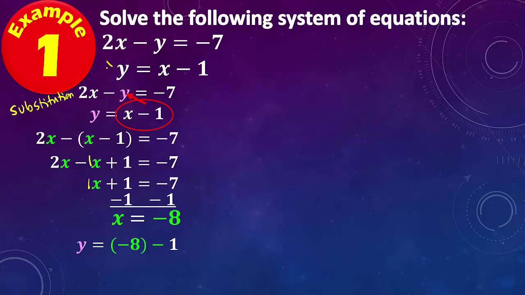We're going to go ahead and then plug that negative 8 back into either one of these equations. I'm going to go ahead and use this one. And it doesn't matter which one though. So if we do negative 8 minus 1, we get y equals negative 9.